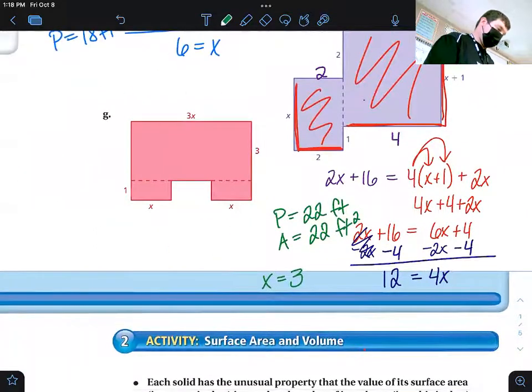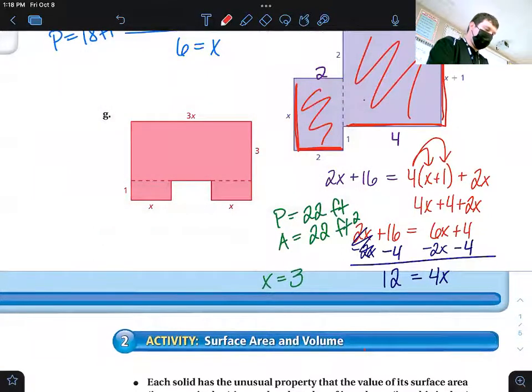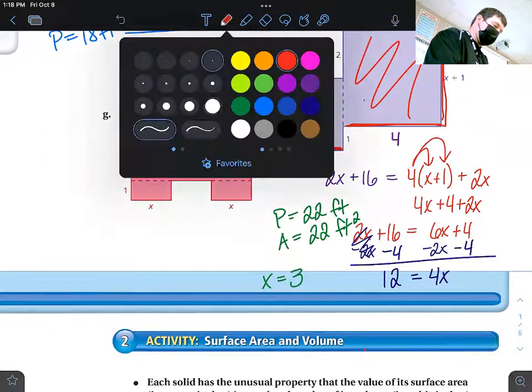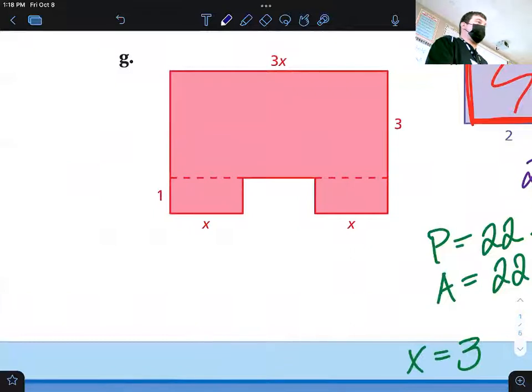Let's look at G. I've done a lot of talking, so I'm going to let you guys do the talking now. I know that the perimeter of this shape is equal to the area of that shape. So one expression is going to be perimeter, one's going to be area. Who wants to go first? All right, Xander, let's do perimeter.